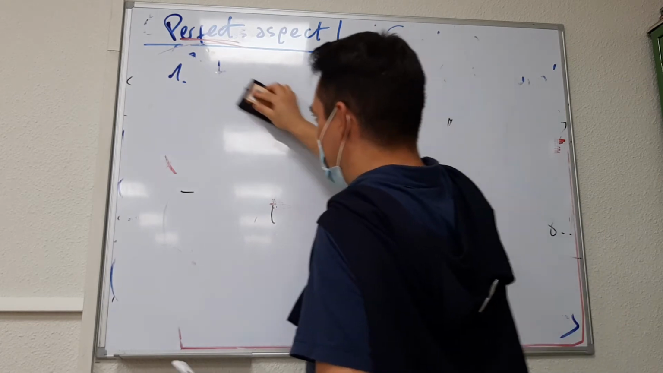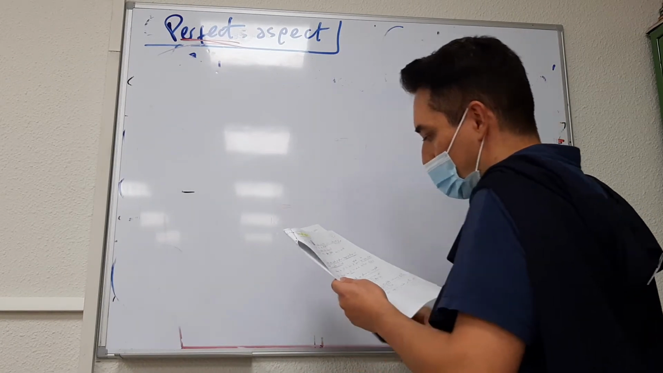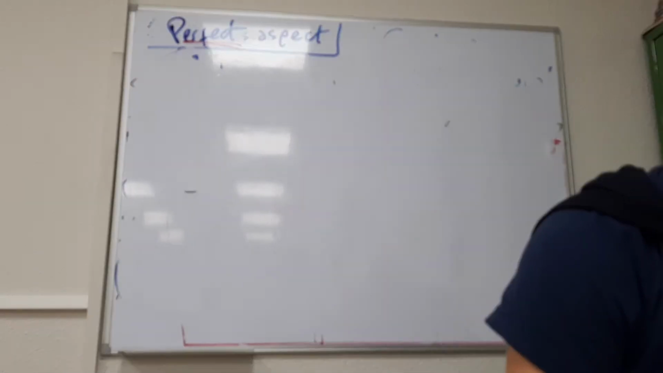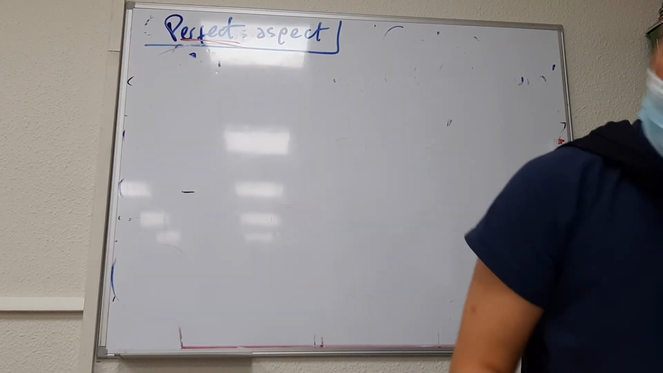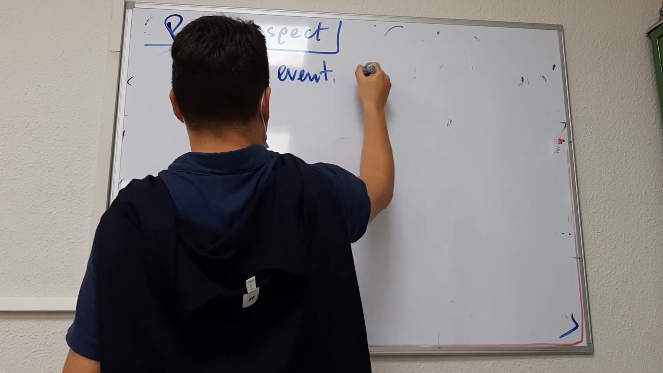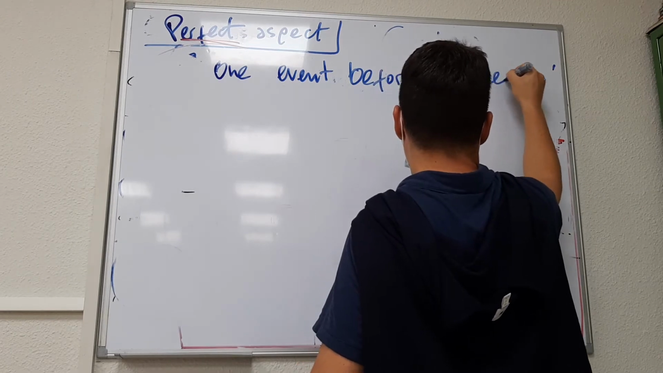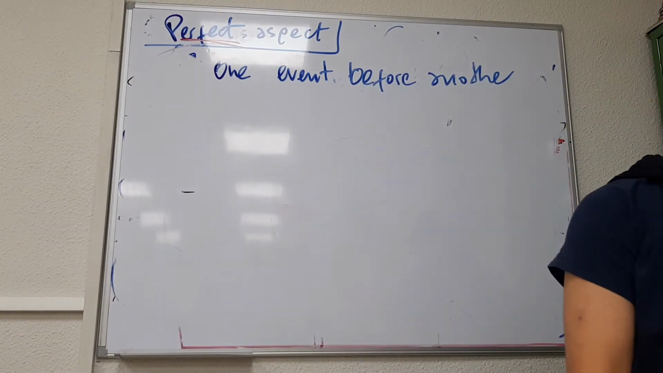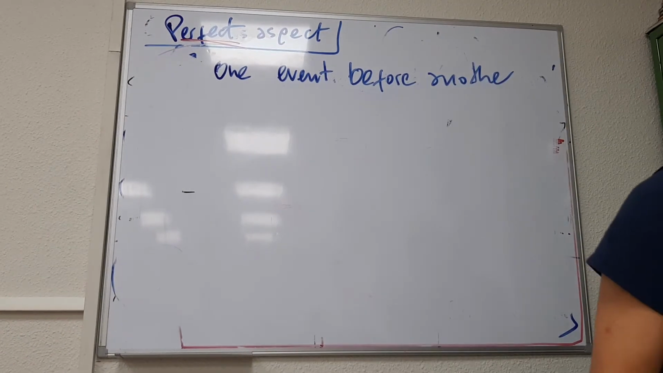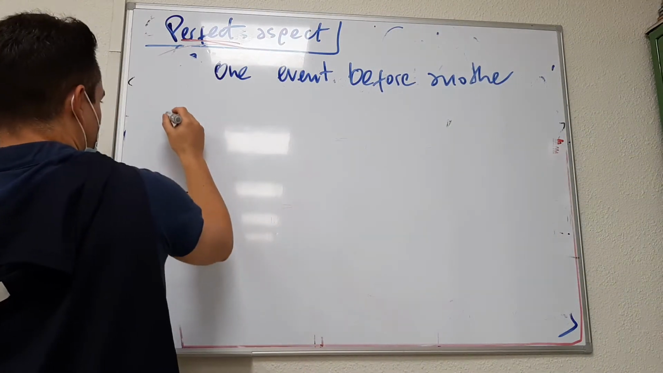Okay, another use of the perfect aspect is to place one event or action before another. One event before another. So for instance, I can say, when he got to school, the lecture had already started.